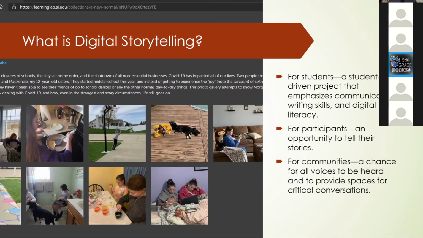So then for communities, this is a chance for all voices to be heard and to provide spaces for those critical conversations to happen. And as we know today, we are in desperate need of the ability to have conversations with those around us, both on a personal level, but then also on a social level. So this helps encourage that social level of storytelling and sharing so the community has a place to access these stories.